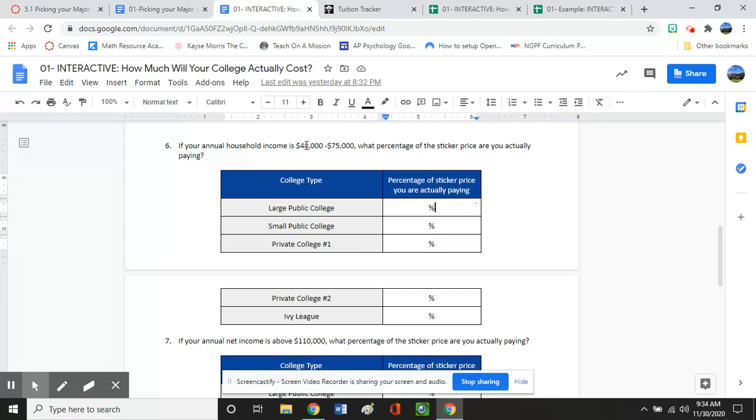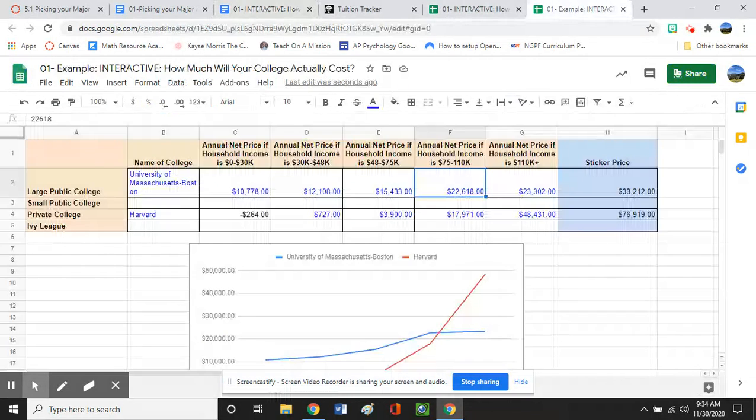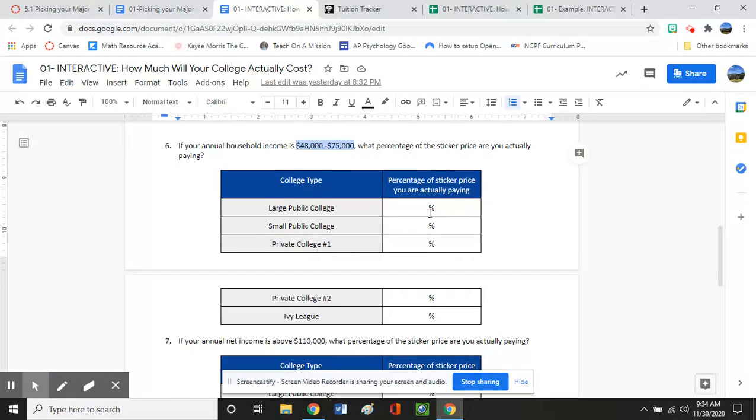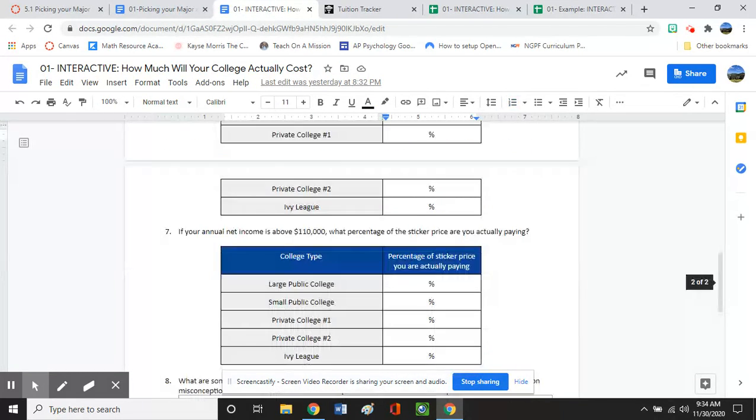And it actually tells you to do the 48,700 to 75,000. So you will be using this value here. Whatever your value is there, you're going to take it and divide by the sticker price, and that will be your percentage. Make sure you move that decimal 2 places to the right.